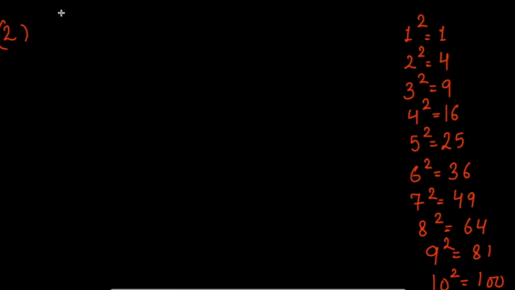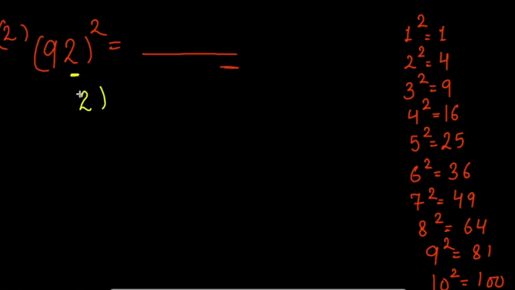So the second property, if I give you a number, say I am taking one example, 92 square, and I want to know, without calculating, the unit place digit of the square of 92. So how do we do that? We will see the unit place digit of the given number, which is 2, and the square of 2 is 4, right?